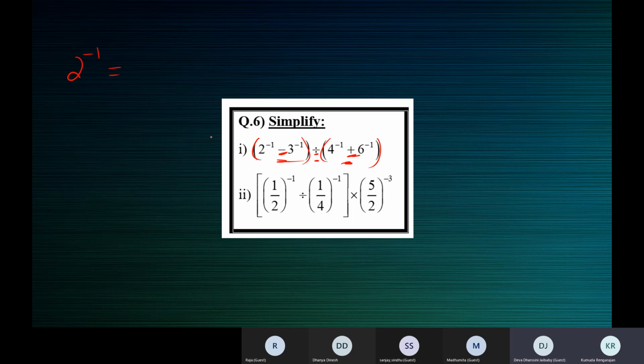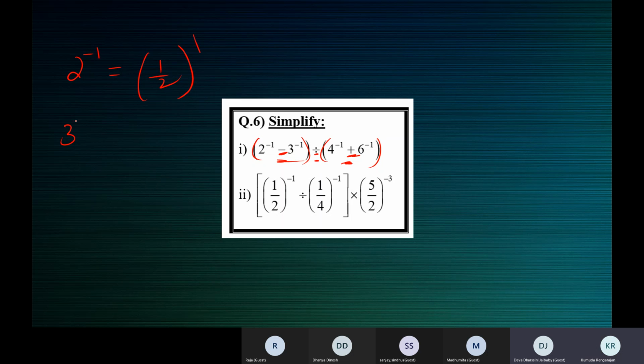Now tell me, what is 2 to the power minus 1? How do we write the equivalent of an expression? Reciprocal of the base. So 2 by 1 becomes 1 by 2. Negative of the power. So minus 1 becomes plus 1. Correct? Yes, ma'am.